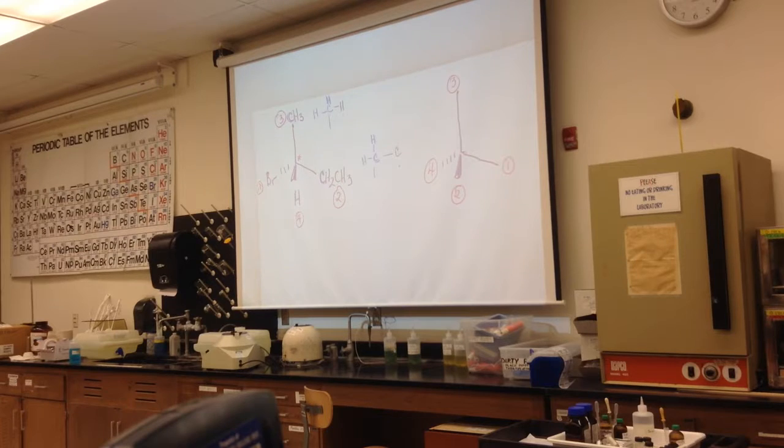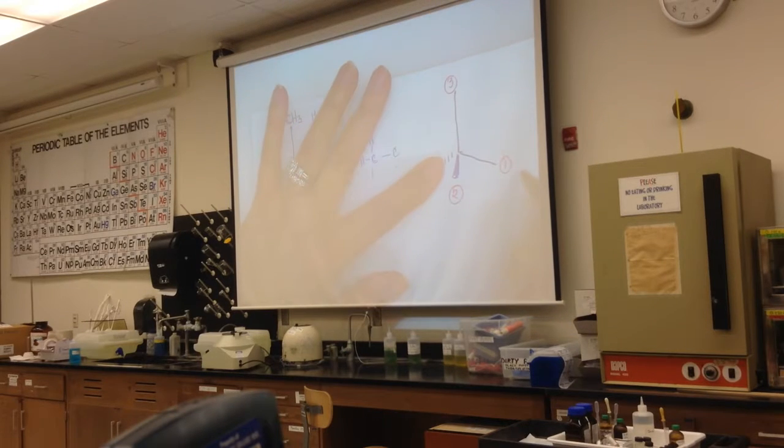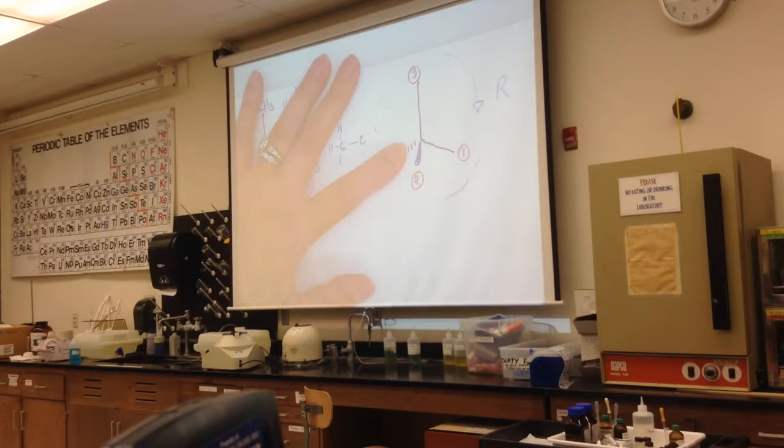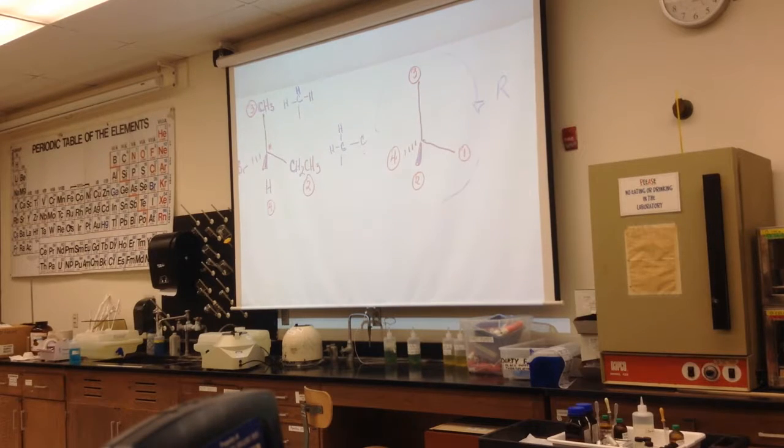When I try to do the orientation, I cover this guy up, and now I look that I'm going this way, and that way is R. So when I ask you to name the compound, you're going to come over here, and you're going to start out by this. R, 2-bromo, butane.